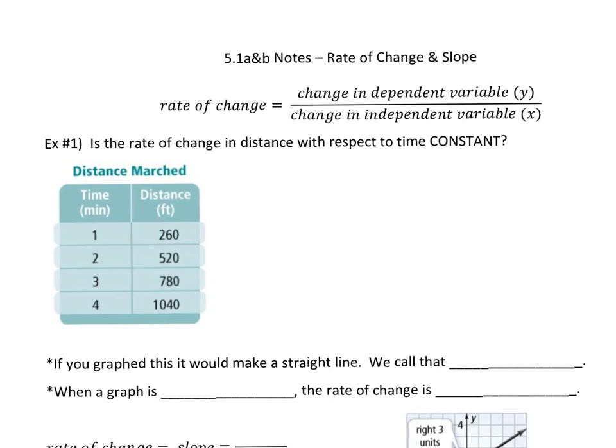Rate of change and slope. There is a formula for you right there that says rate of change is the change in your dependent variable, remember, that's your y, over the change in your independent variable, which is your x. So it's basically saying, another way that you could write it, have you ever heard of delta?